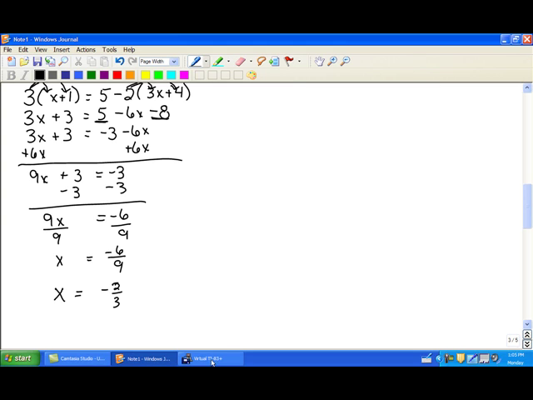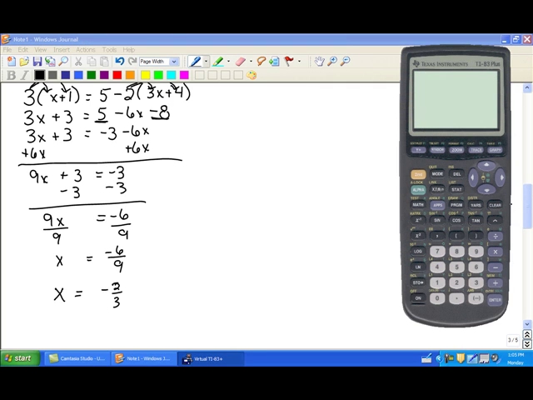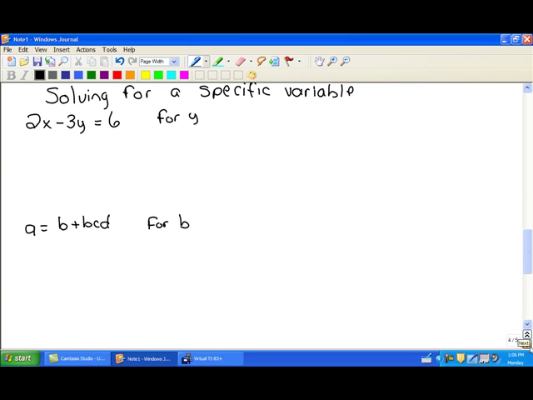To do the check, I'm going to bring up the calculator again. I'm going to plug my answer into the left-hand side, or 3 times the parentheses of -2/3 plus 1. So my left-hand side is going to equal 1. My right-hand side is going to be 5 minus 2 times the parentheses of 3 times my x, which is -2/3, so -2 divided by 3, and then adding 4 to that. And you'll notice that the right-hand side is also 1, so we know we have the correct solution.